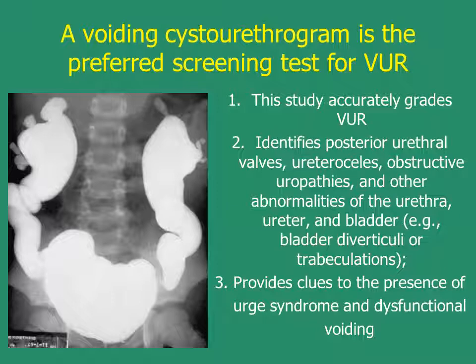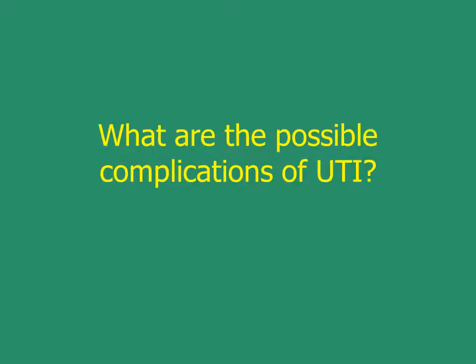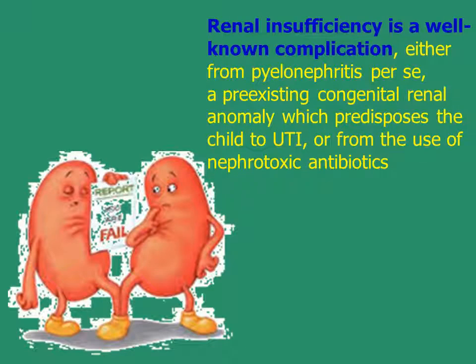Traditionally, voiding cystourethrogram is usually scheduled several weeks after the febrile UTI. It is now recognized that the procedure may be performed as long as the patient is asymptomatic. The risk of post-procedural UTI after voiding cystourethrogram is very low. Renal insufficiency is a well-known complication, either from pyelonephritis per se, a pre-existing congenital renal anomaly which predisposes the child to UTI, or from the use of nephrotoxic antibiotics.